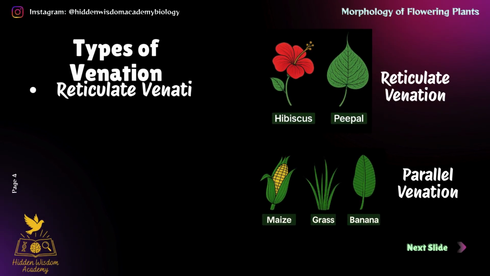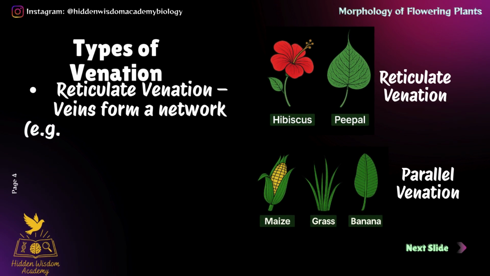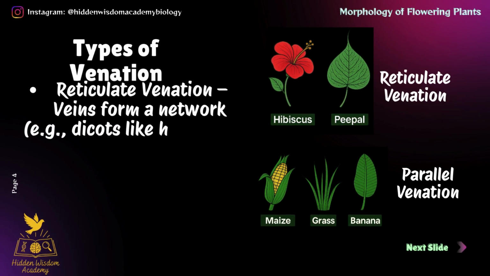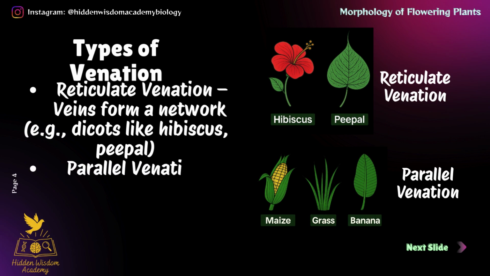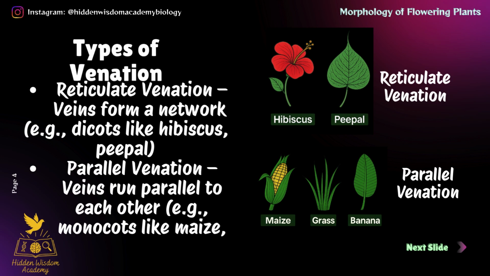Let's talk about types of venations. Venation means the pattern of veins in a leaf. It is of 2 types, reticulate venation, where veins form a network, found in dicots like hibiscus and peepal, and parallel venation, where veins run side by side, found in monocots like maize, grass, and banana. This helps in telling dicots from monocots.